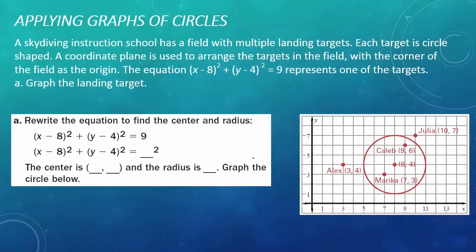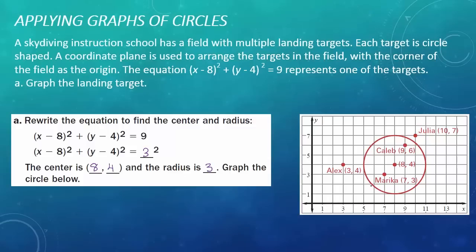To be able to graph our landing target, first we need to rewrite the equation to find the center and the radius. The equation is x minus 8 squared plus y minus 4 squared is equal to 9. We know that if you take the square root of 9, that's 3, so 3 squared gives us 9. What do I need to do to negative 8 to move my x value back to the origin? That is to add 8, so my x value is positive 8. And what do I need to do to negative 4 in order to move my y value back to its origin? That is add 4. My y value is 4, so the center is at 8 and 4, and the radius is 3.